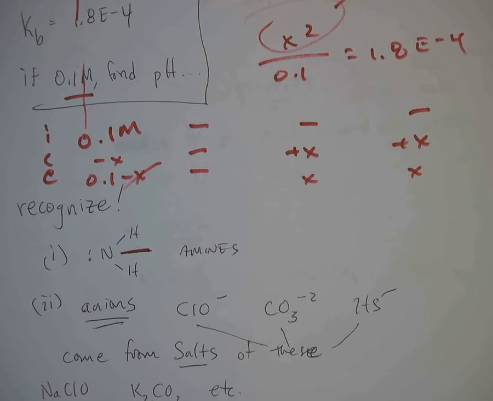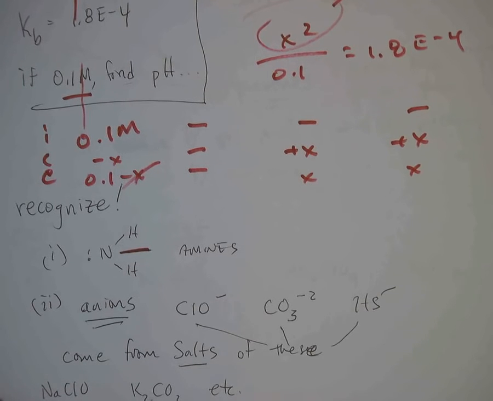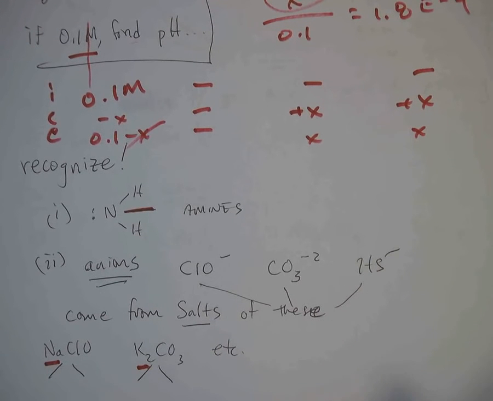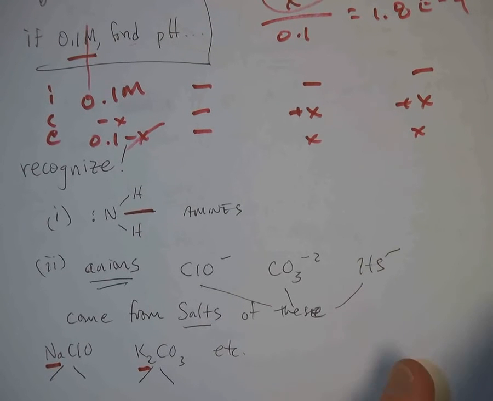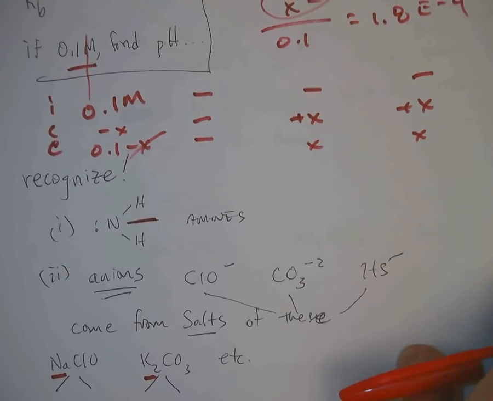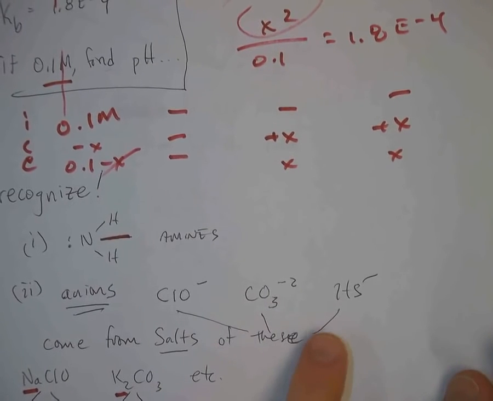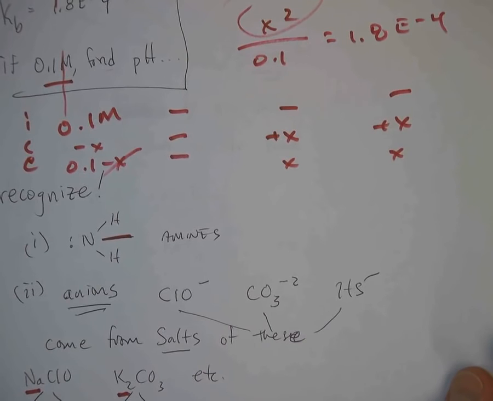Anions. Anions are good bases, like ClO minus, CO3 2 minus, HS minus. They usually come from salts whose cation came from a strong base and then will do nothing in solution. We'll talk about salts a bit more and remind you of those things. But the general rule of thumb is to look out for anions that came from weak acids, because they're going to act as good bases.